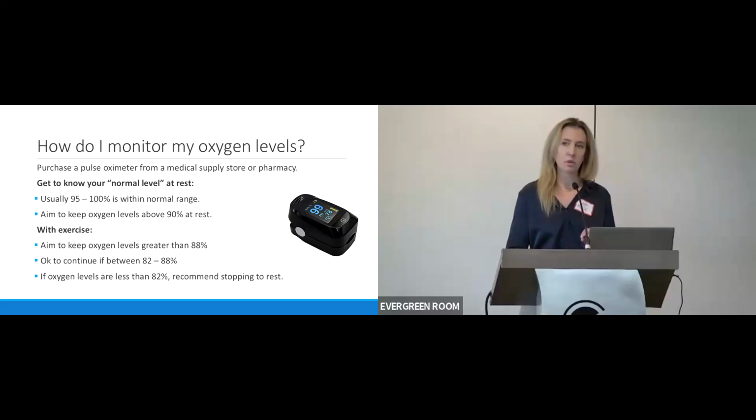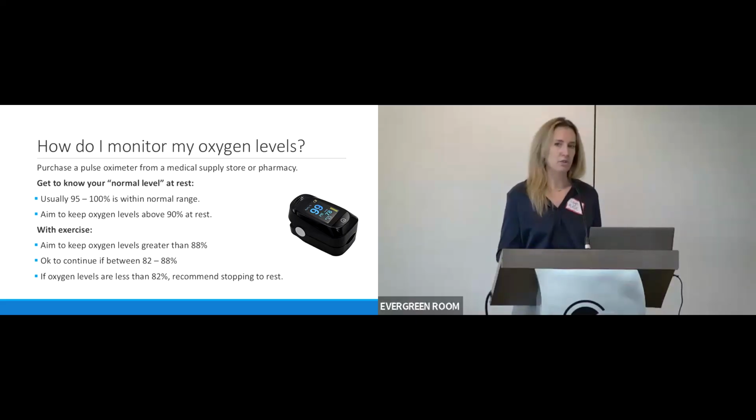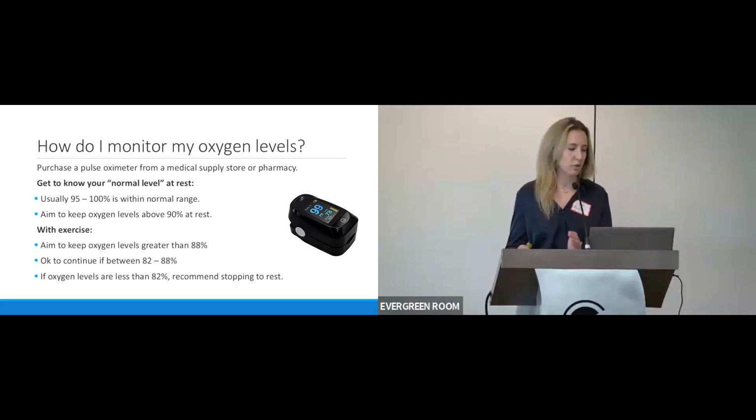And get to know your normal level at rest. So start tracking what your level at rest is. And usually 95 to 100% is within normal range, and that's both at rest and exercise. You're in the green zone at that range. And you want to keep oxygen levels definitely above 90% at rest.